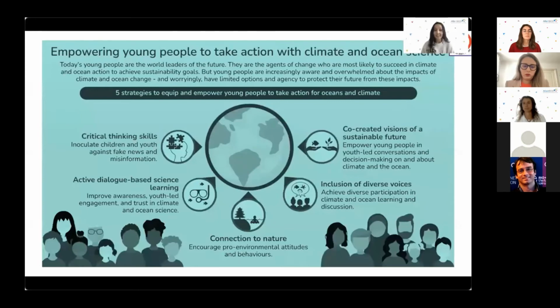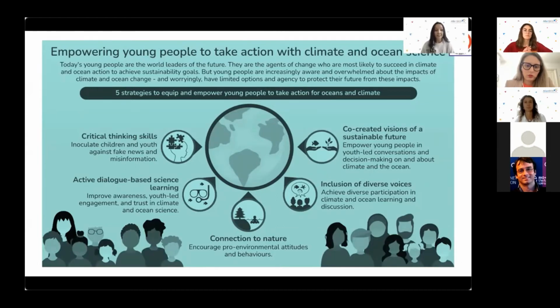In understanding this and drawing on recent advances and insights from the natural and social sciences, as well as psychology, education, and other sectors, we propose these 5 strategies to enable and empower young people to take action on climate and ocean issues: critical thinking skills, active dialogue-based science learning, connection to nature, the inclusion of diverse voices, and co-creative visions and solutions for a sustainable future.